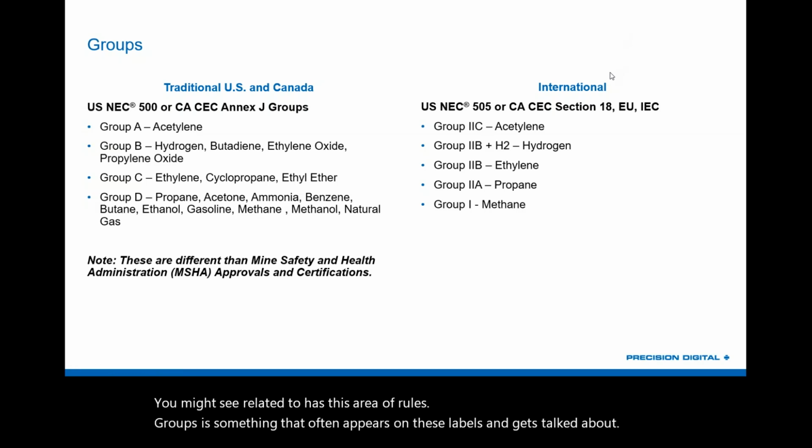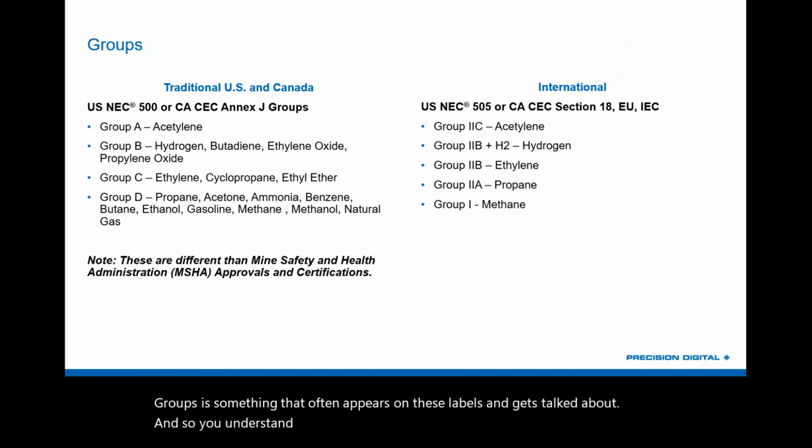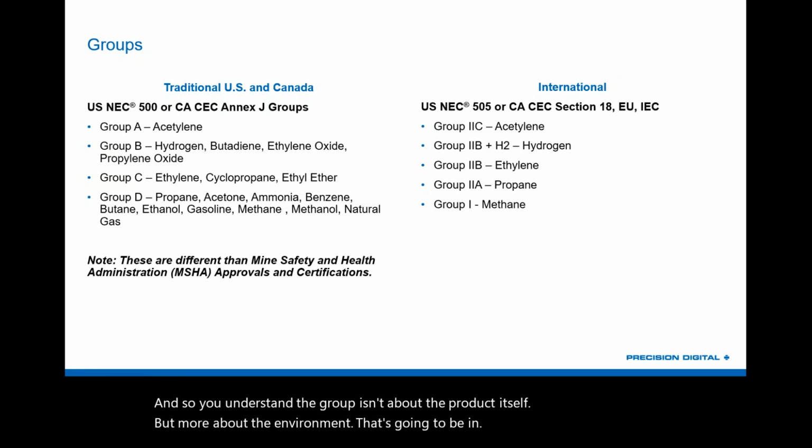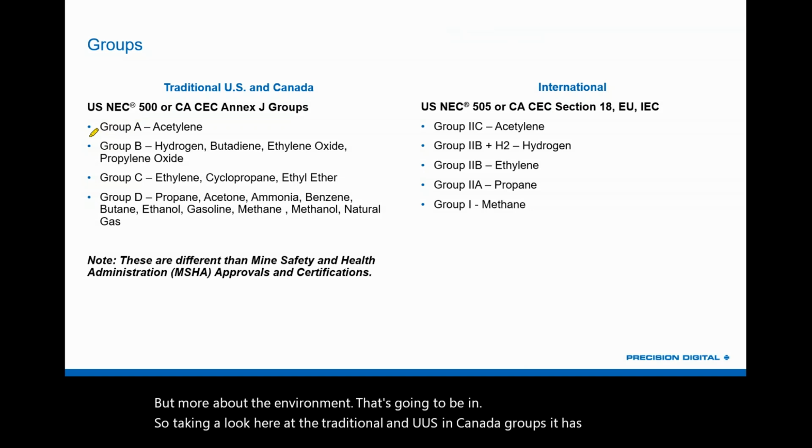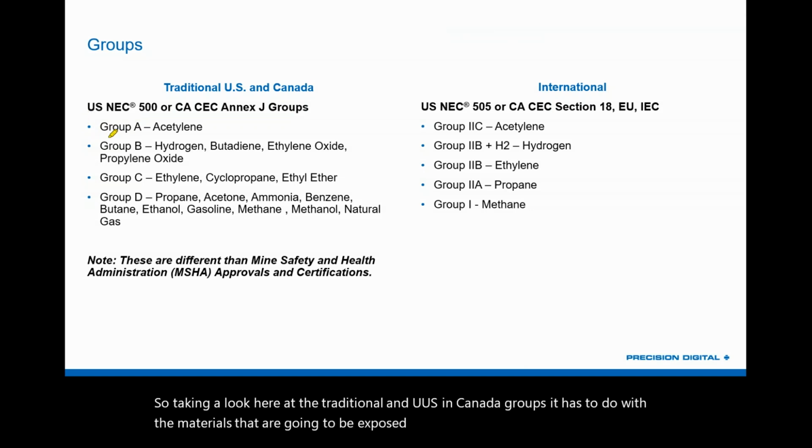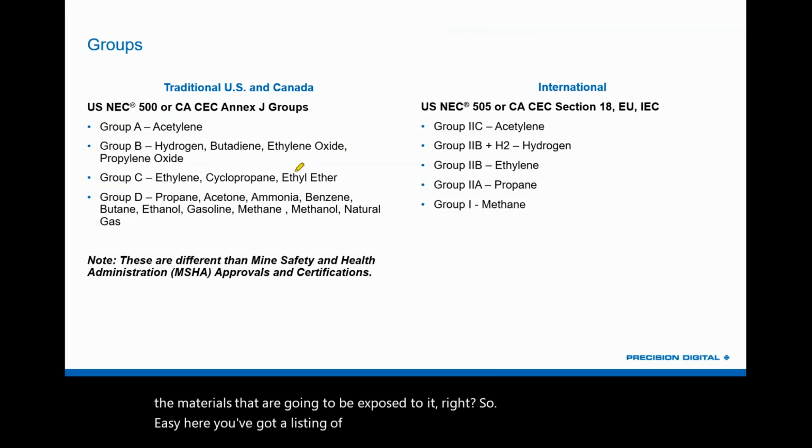And so you understand, the group isn't about the product itself, but more about the environment it's going to be in. So taking a look here at the traditional US and Canada groups, it has to do with the materials that are going to be exposed to it, right? So as you see here, you've got a listing of various hazardous chemicals. These are easily recognizable as hazardous, explosive, flammable materials.